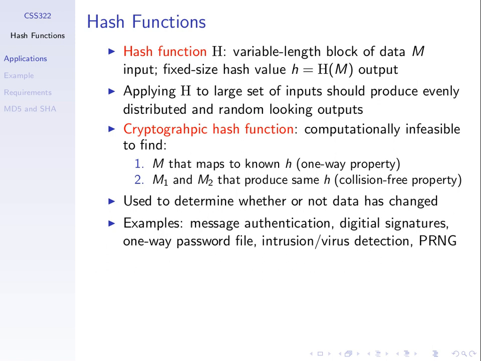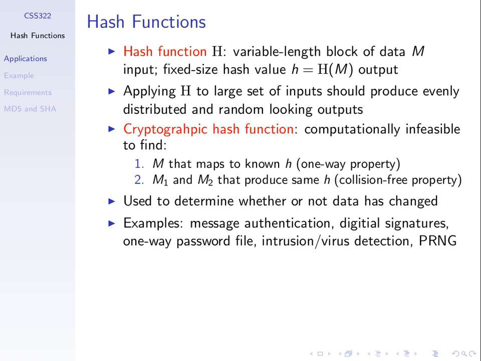And those output values, that is, if we apply it to a large set of different input values, the output values should be evenly distributed about the space of possible values and should be random looking. That is, the relationship between the output hash value and the input value should not be obvious; there should not be some pattern.